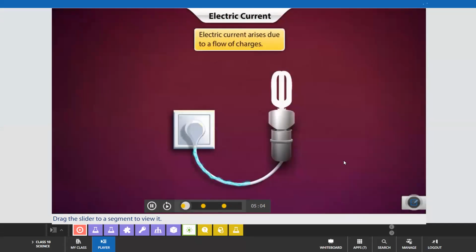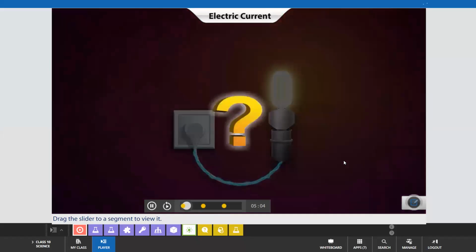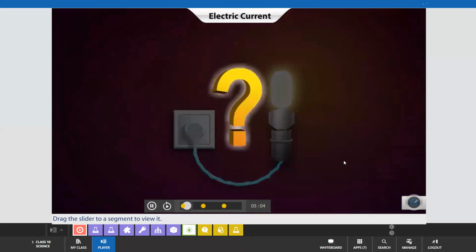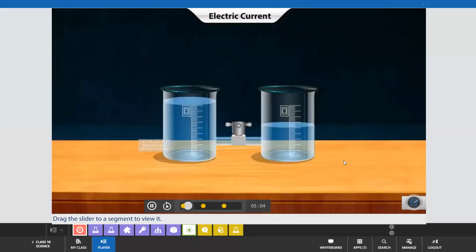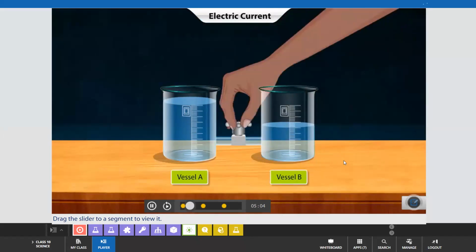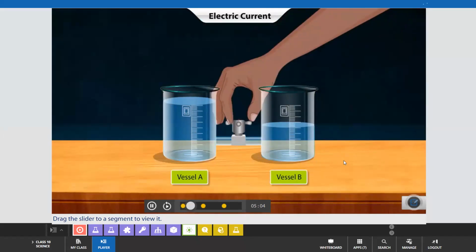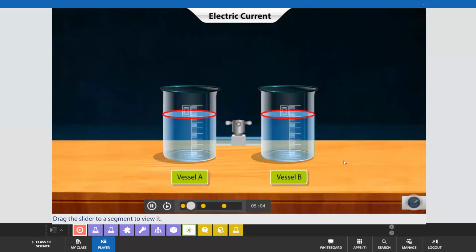Electric current arises when charges flow from one place to another. But why do these charges flow? Let's look at an example to understand this. Consider two vessels, A and B. Let's assume that the water in vessel A is at a higher level than the water in vessel B. Now if you connect these vessels with a pipe, you will see that the water flows from vessel A to vessel B till their water levels equalize.